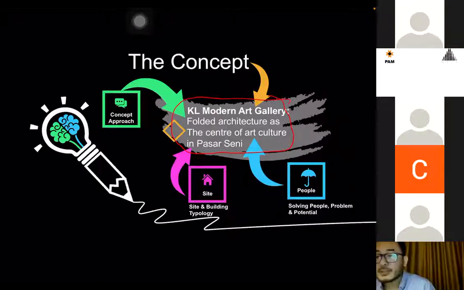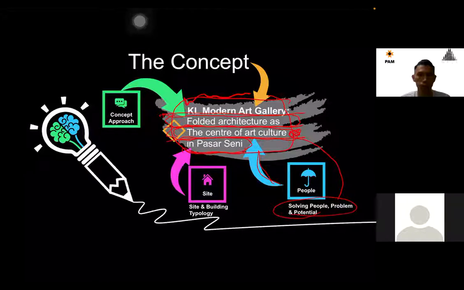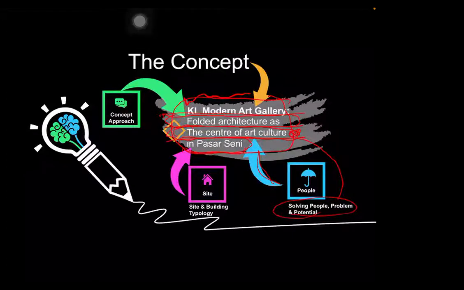Why? You have to dissect it. Folded architecture, that is your concept approach. Center of the art culture is the solving problems and potential, you know? And location in Pasar Seni is the site. So when you are doing a proposal, this is how you write down your topic, your biggest topic. So with this concept, now your proposal, your project becomes complete. These words alone are able to give full insight of what you are trying to propose in the final presentation later. When you have this, it is already almost complete.